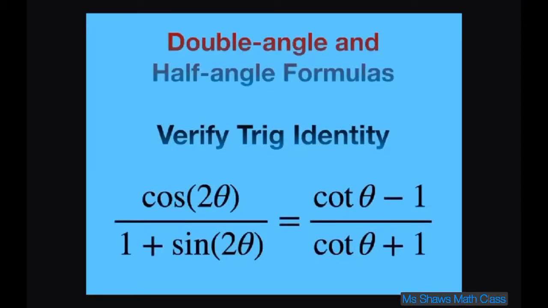New one, we're going to verify this trig identity. Cosine of 2 theta divided by 1 plus sine of 2 theta equals cotan of theta minus 1 divided by cotan of theta plus 1. So the first thing we're going to do is substitution.